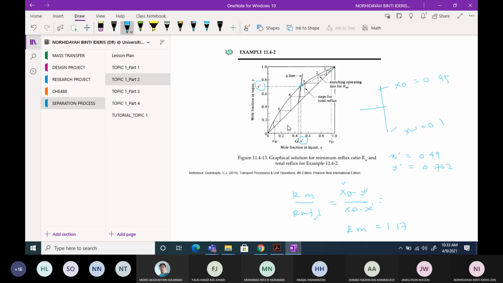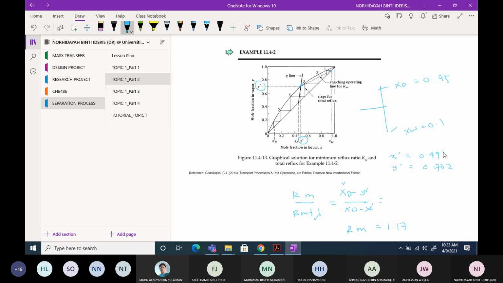I hope that in the previous example you did the graph plotting properly. So here you should get the value of x prime. I'm not doing it, I'm looking inside the book, but I hope that you get the same value, approximately. More or less, if it's slightly off it's okay.